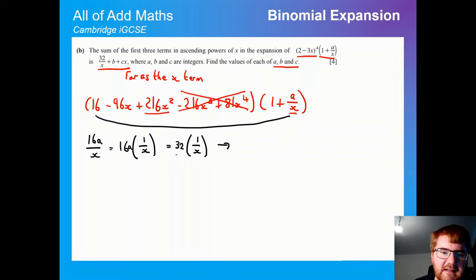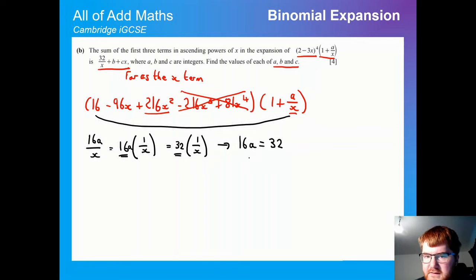So that leads me to this part here must equal this part here. So 16a is equal to 32. And if I work this out, then a is equal to 2. So usually the first one is quite easy to work out.